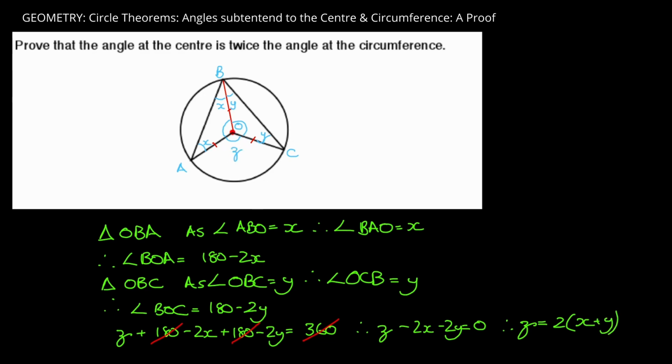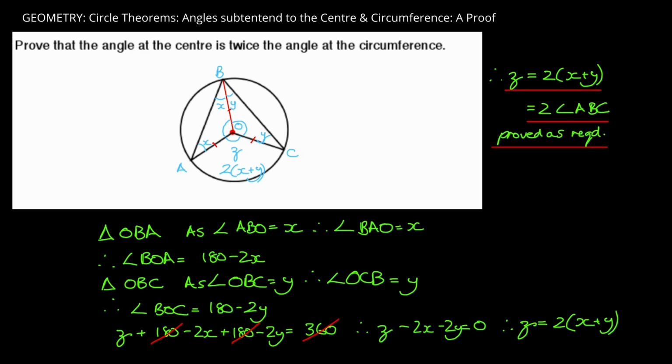Well, look at what we've done. We've now said that this angle here is 2(x plus y). Well, that is exactly double what the angle ABC is. So I can write my conclusion up here. I can say that therefore Z, which equals 2(x plus y), is also 2 times the angle ABC. This is proved as required, and that is your proof.